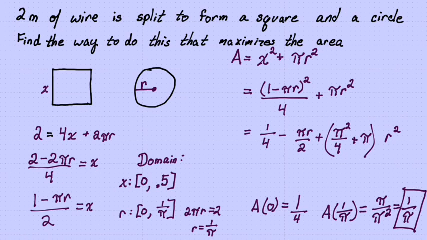Now, had it been asking me to minimize the area, then I could take the derivative, set it equal to 0, and that would be my minimum. Right, that would have been fine as well.